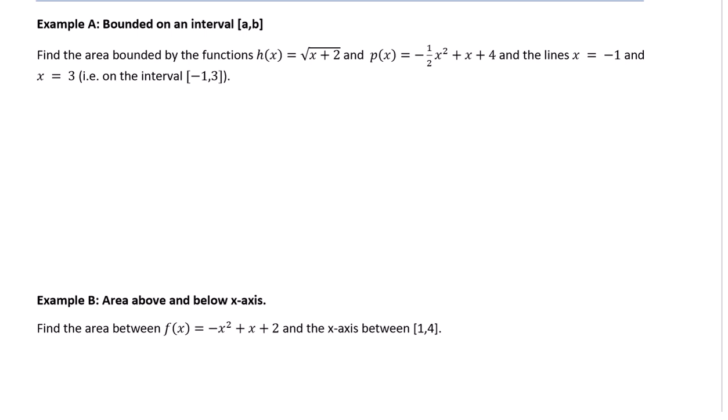So in example A, we want to find the bounded area between the functions h of x equals the square root of x plus 2 and p of x, which equals negative 1/2 x squared plus x plus 4. And it's going to be on the interval between -1 and 3. So x equals -1, x equals 3. Before we determine how to set up our integral, we need to know which function is on top.